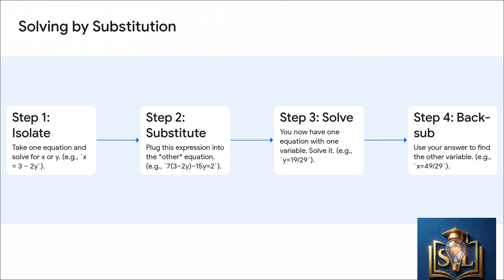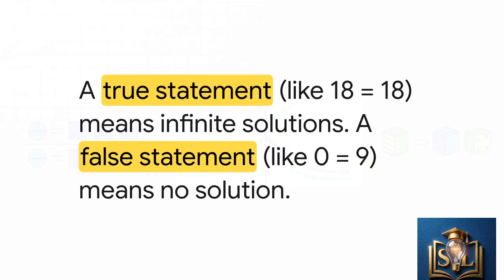It leaves us with one big equation that only has y in it. From there, we just solve for y. And once we have that value, we plug it back into our simple expression to find x. And boom, done. Now, sometimes when you're doing this substitution, something weird happens.